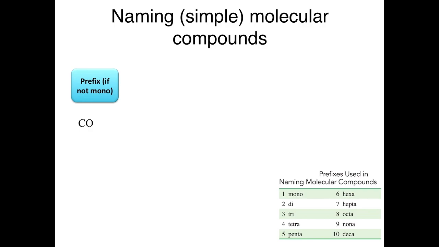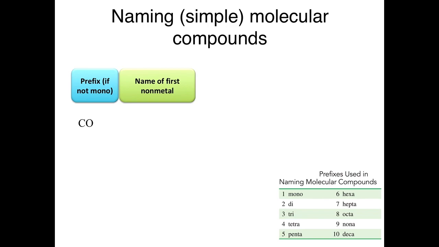Alright, let's go back into naming. In the parentheses, it says, if not mono. So if you start a name of a compound and the prefix is going to be mono, you can drop it. You do not have to include it. You only need mono if that prefix is somewhere in the middle of the name, as you will see. In this case, there's only one carbon, so that's going to be mono, so we can ignore it.